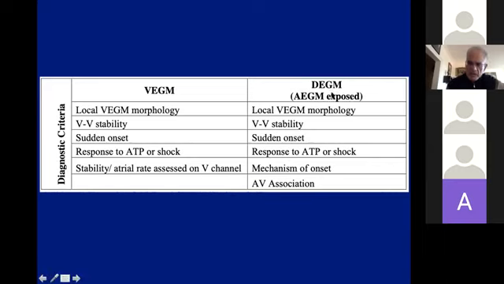If we have dual chamber electrograms, then you have the same thing, plus you can judge the mechanism of onset. You can see if it was a PAC or PVC, and you can judge the AV dissociation or association. So this table shows this AEGM exposed.